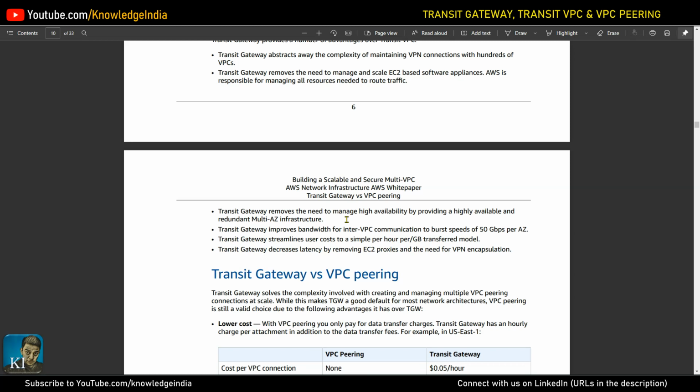So of course, it also streamlines the cost. It is based on how much data you transfer. Plus, in addition to that, there's a Transit Gateway charge as well, of course. Transit Gateway decreases latency by removing EC2 proxies and the need for VPN encapsulation. So in case of VPN based traffic flow, additional latency gets introduced. In case of Transit Gateway, that won't be the case.